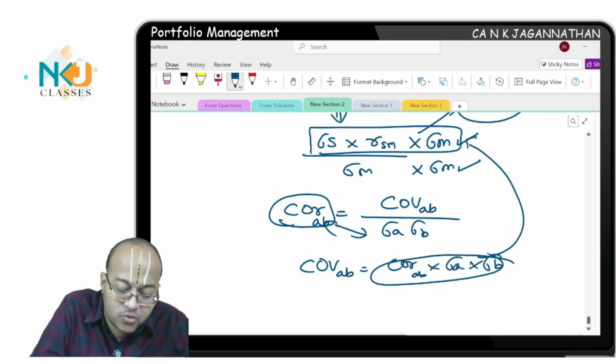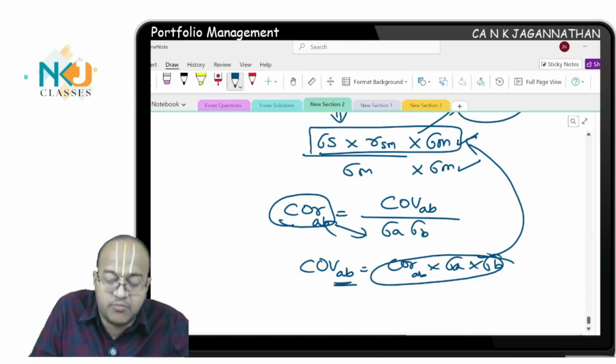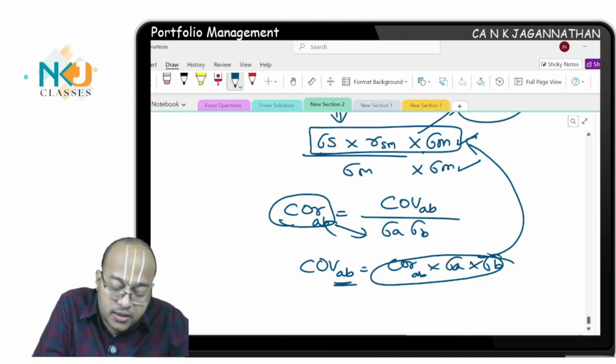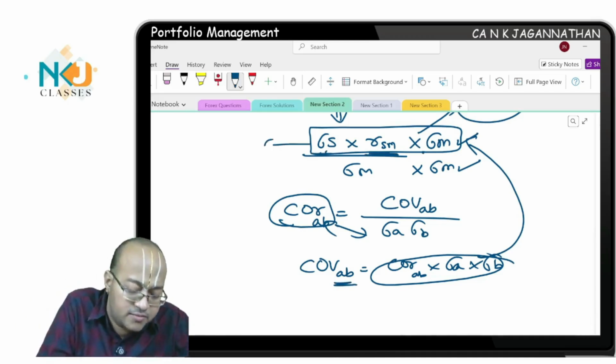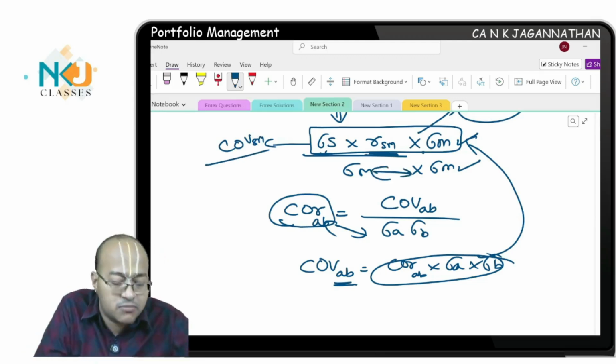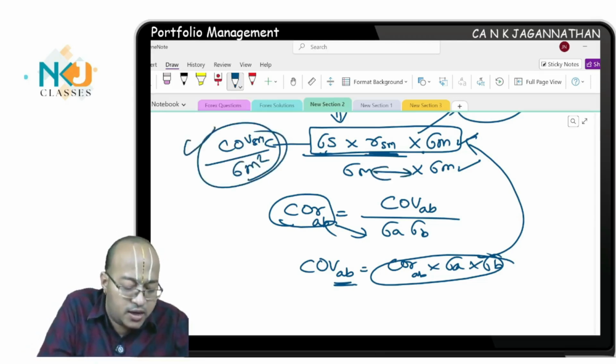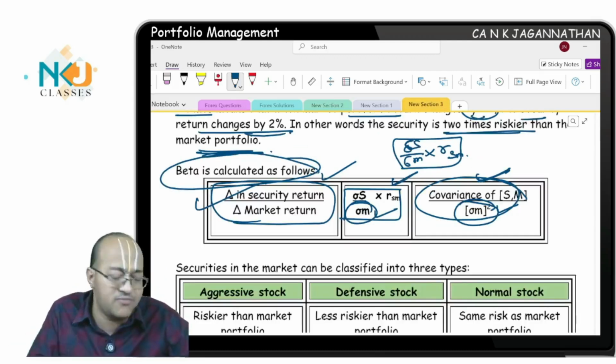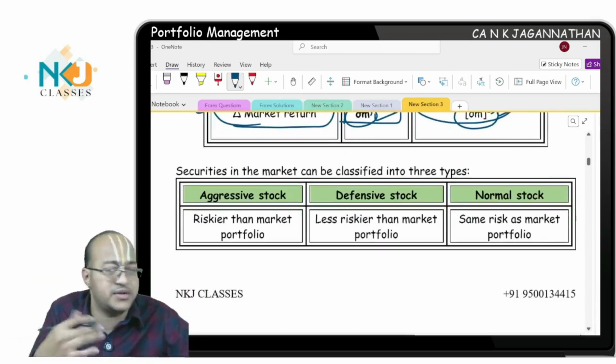This is what is in the numerator. This is the correlation of A and B. When you find the correlation of S and M, it is the correlation of S and M into sigma S into sigma M. The numerator simply becomes covariance of S and M, divided by sigma M into sigma M, that is sigma M square. Are you all understanding? The third formula is also derived from the second formula. Both are one and the same. I am saying from covariance only comes correlation.